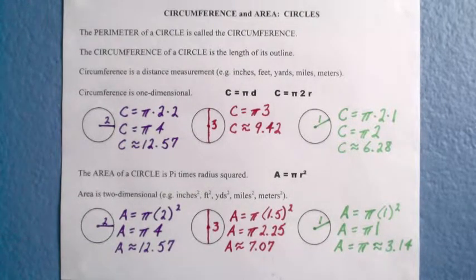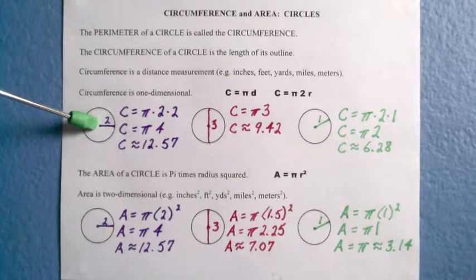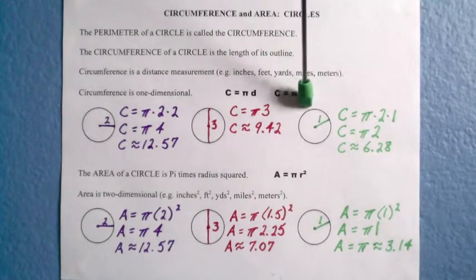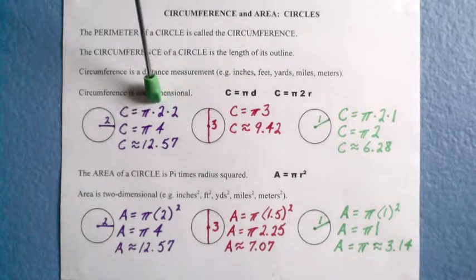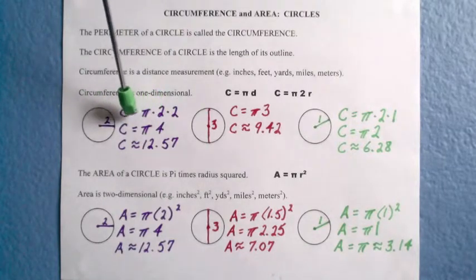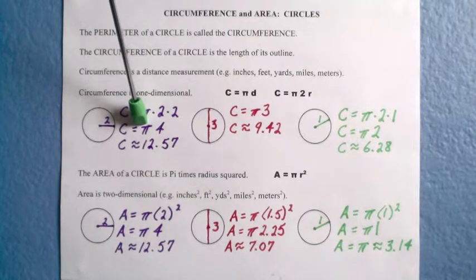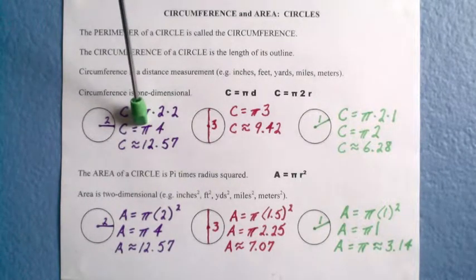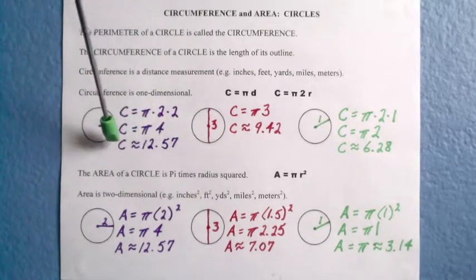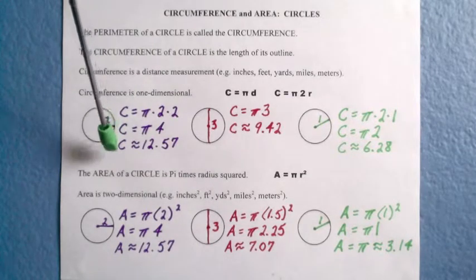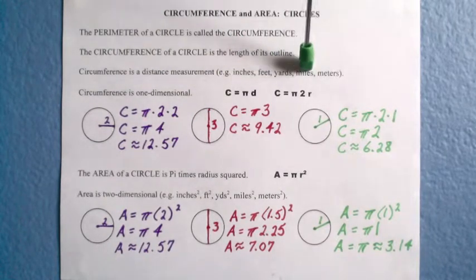Let's try some examples. In this first circle, we have a radius of 2. So I'm going to use this equation to find the circumference. Pi times 2 times radius, which is 2. So circumference equals pi times 4. Pi is approximately 3.14. So 3.14 times 4 is approximately 12.57. So the circumference is approximately 12.57 units, whatever they are, inches, feet, yards, miles, meters.